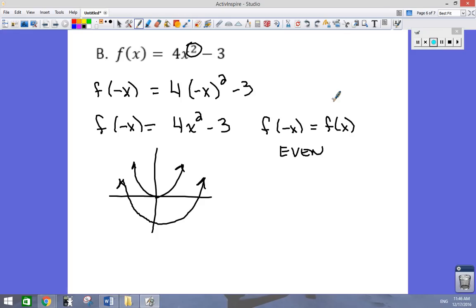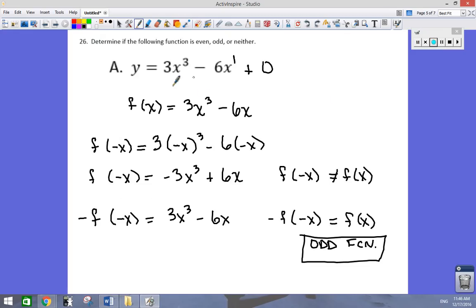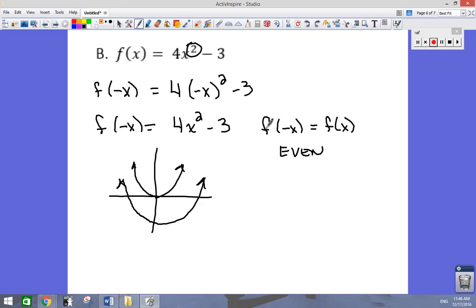Odd functions have to be symmetric with respect to the origin. If you put your pencil at the origin, rotate the graph 180 degrees, you should still get the same graph. And here, if you look at the right half and the left half with respect to the y-axis, then you'll see that they're mirror images of each other.